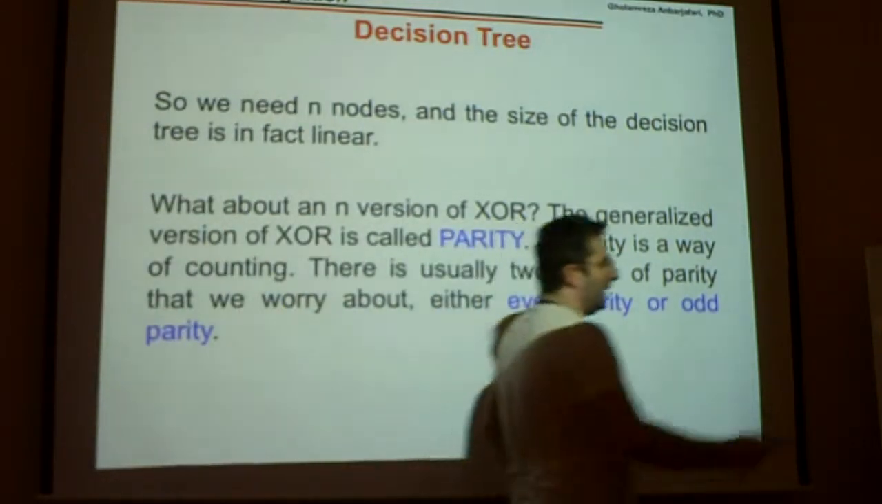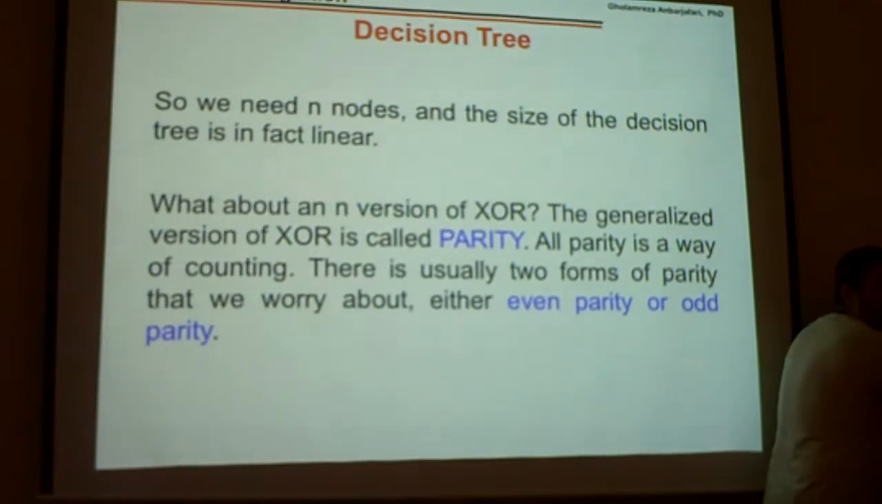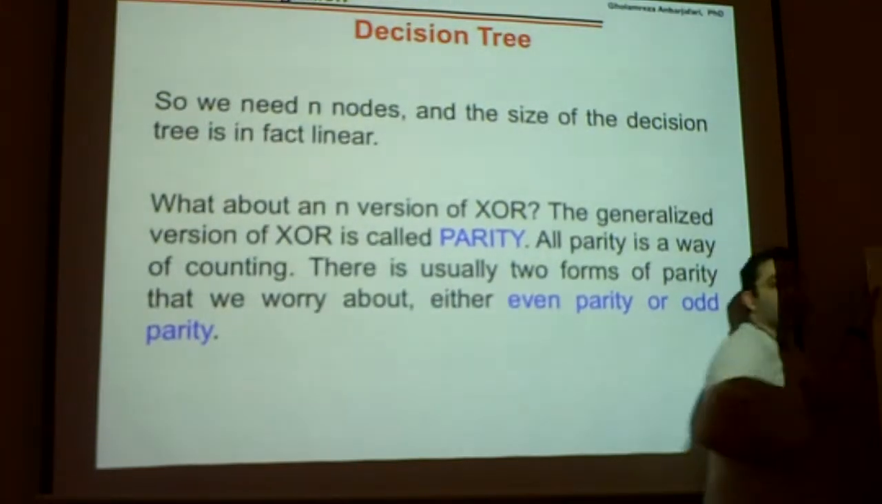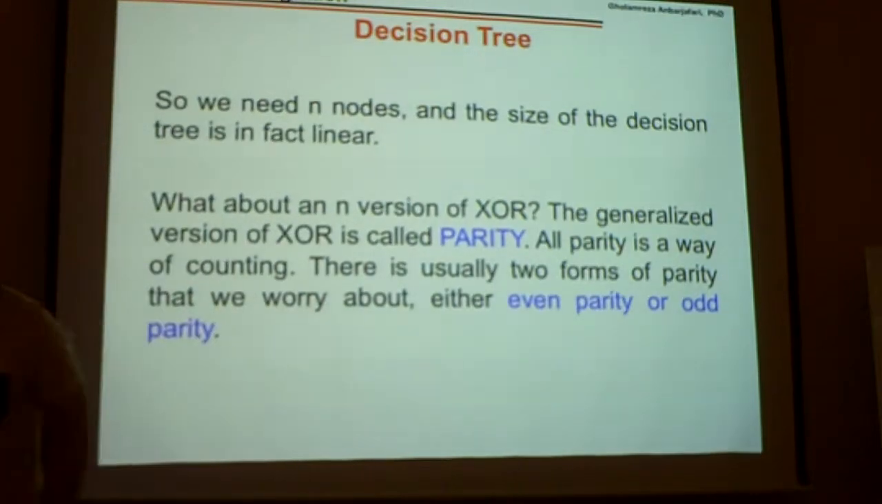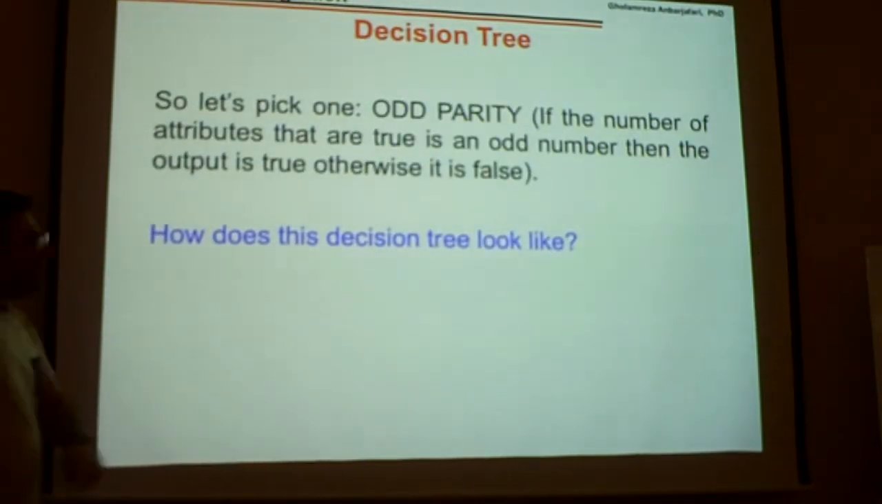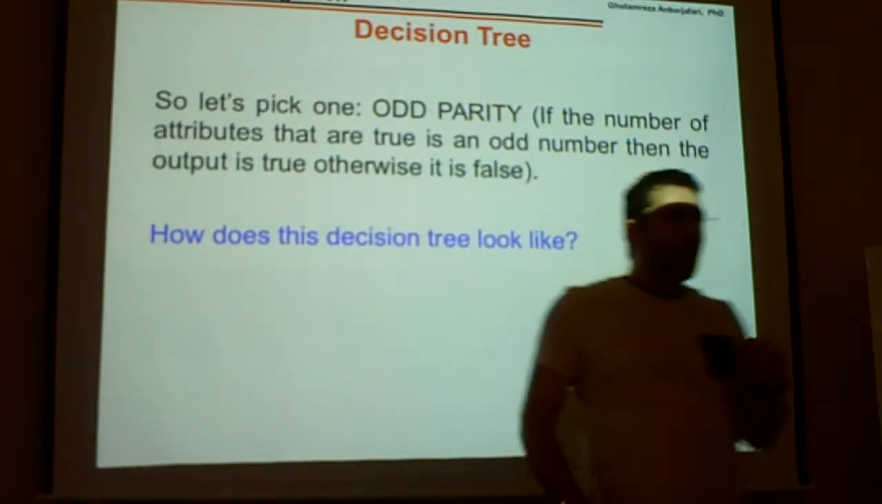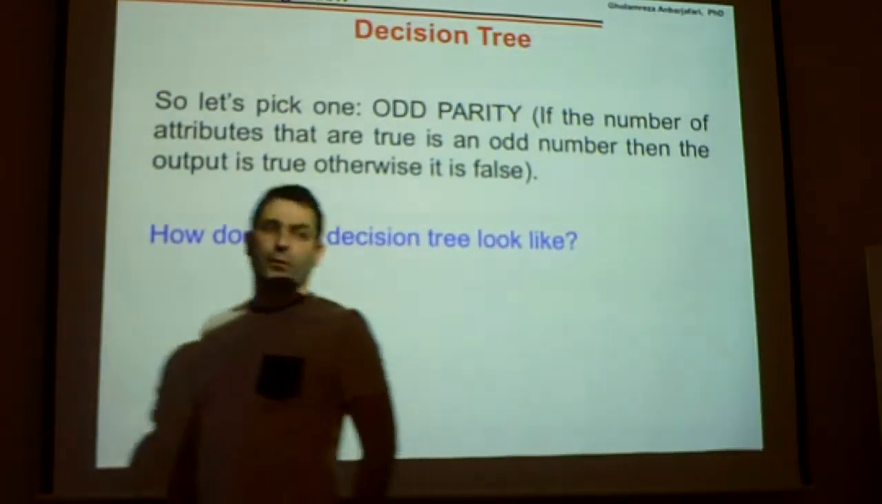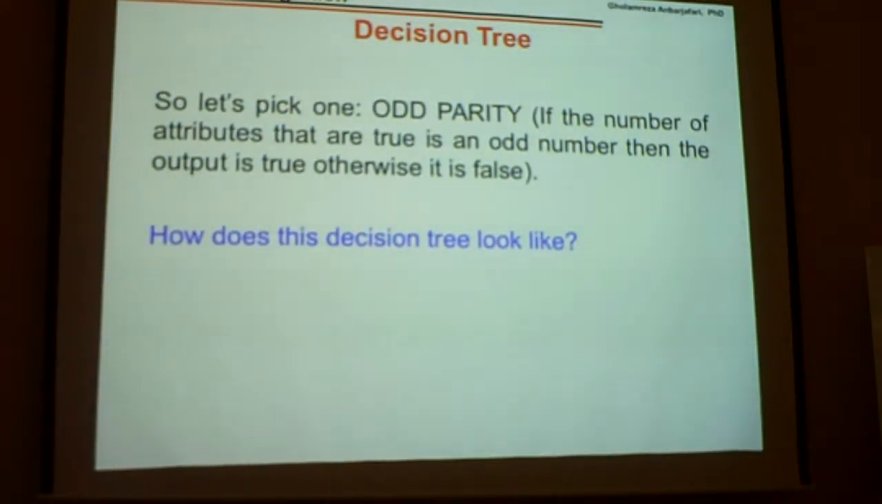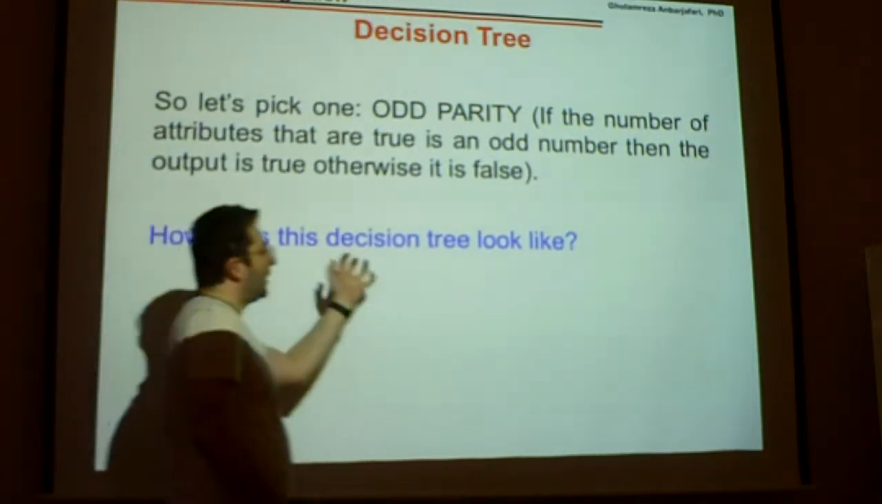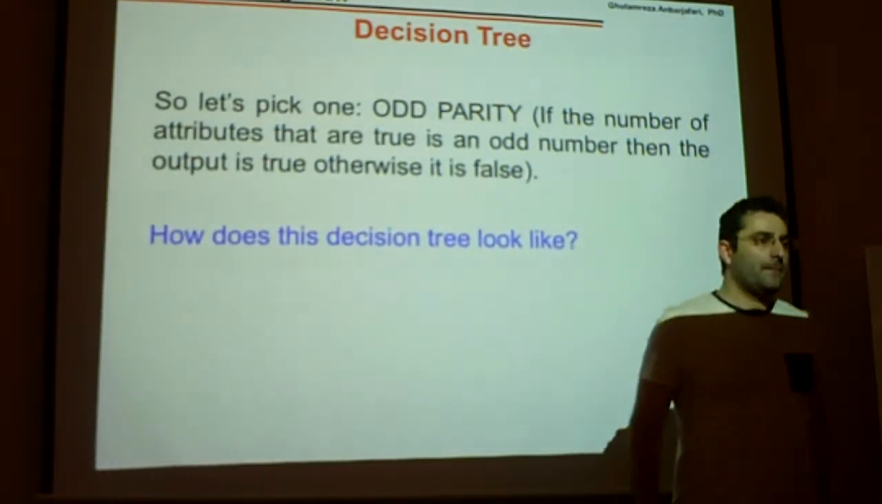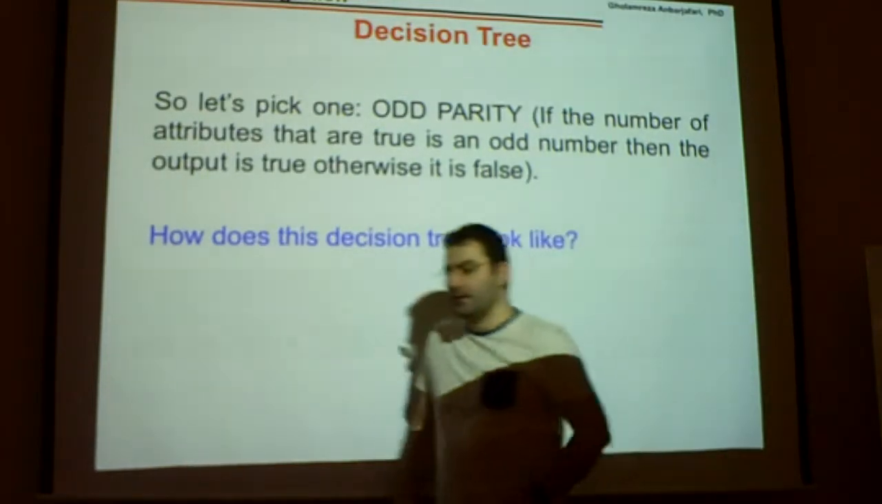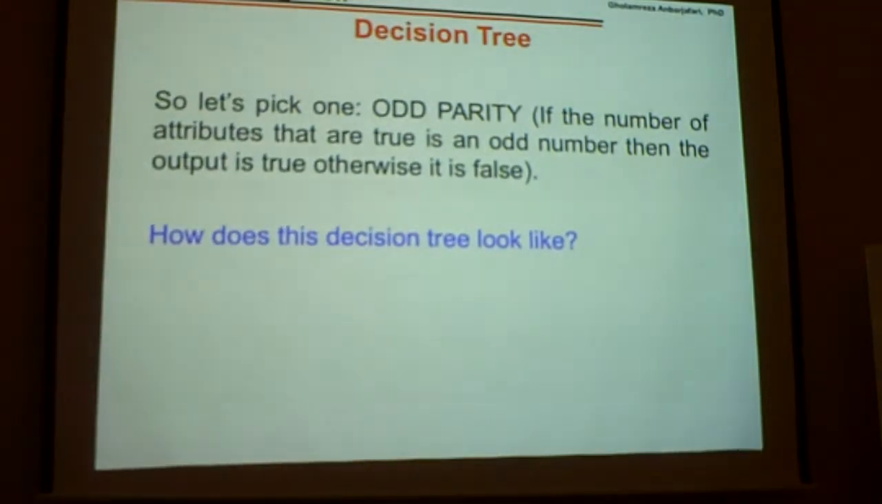Because look, here I have, let's say, n inputs in a sequence, so I can see how many trues or falses I have in here. So we will pick odd parity as the parity that we desire, and we define odd parity to be true. And let's look at the question. The question is, how does this decision tree look like now? That one was pretty easy, right? The question is, how does this one look like for n inputs?